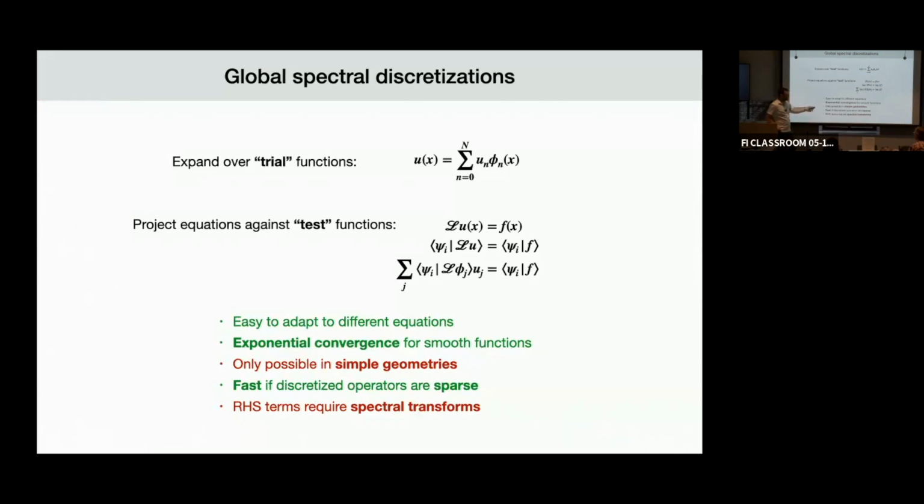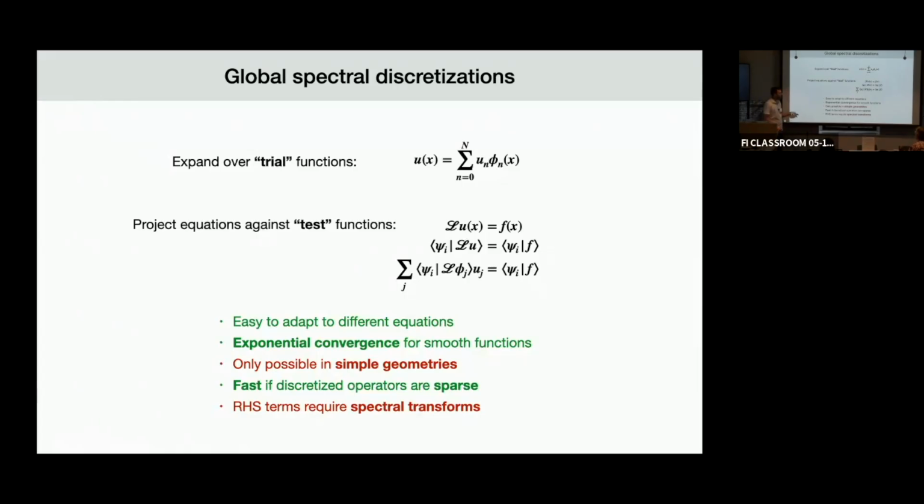The main restriction is that this is only possible in simple geometries, right? We need a numerical domain where we can come up with an exponentially converging set of basis functions. So think a Fourier series for a periodic box or something like that. So in general, these methods only work in cubes or spheres or disks, sort of very simple geometries where we can come up with good basis sets like this.